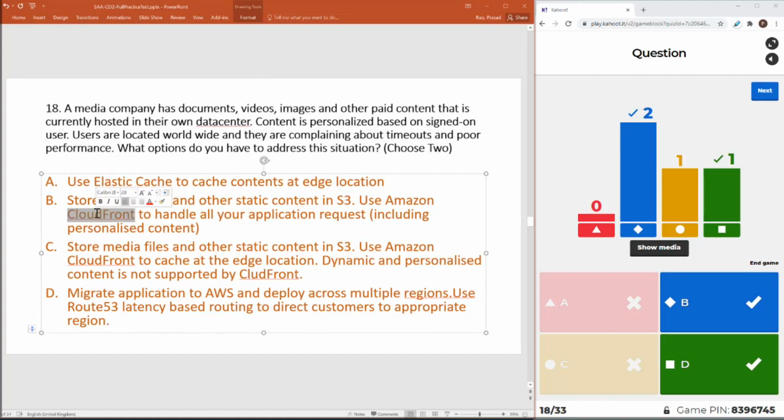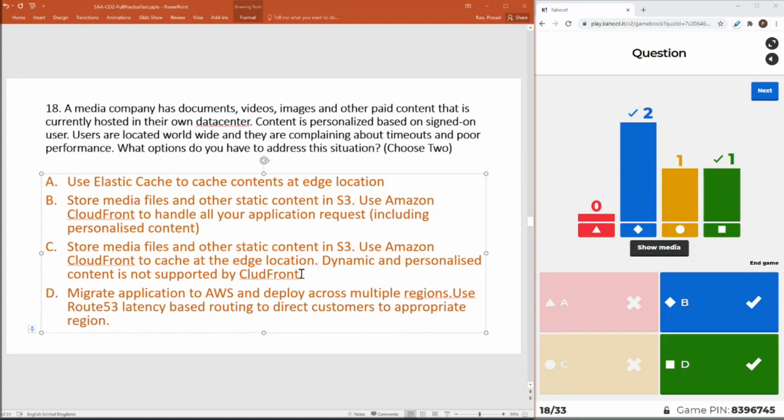You can also use CloudFront for having user-specific signed URLs, so that whoever has that URL will be the only one able to access it. So option B seems to be correct: you can use S3 to store the content and CloudFront to reach the global users and also for the personalized content. Let's see option C. Storing media files in S3 makes sense. Using CloudFront to cache at edge locations makes sense, and you'll be able to reach your global users. But dynamic and personalized content is not supported by CloudFront. That is wrong.